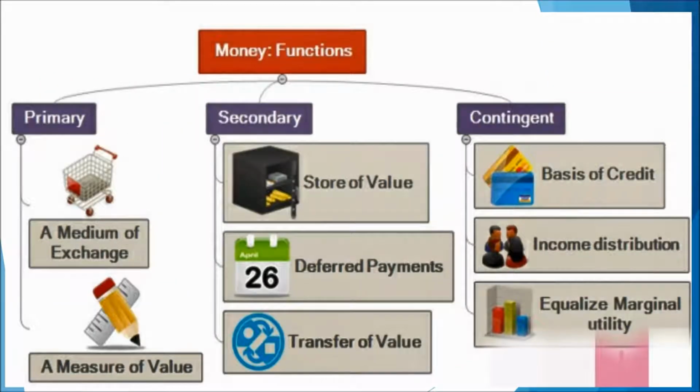Functions of money are classified into three: primary, secondary, and contingent. Under primary, it acts as a medium of exchange and a measure of value. Secondary functions are store of value, deferred payments, and transfer of value. Contingent functions are basis of credit, income distribution, and equalize marginal utility.